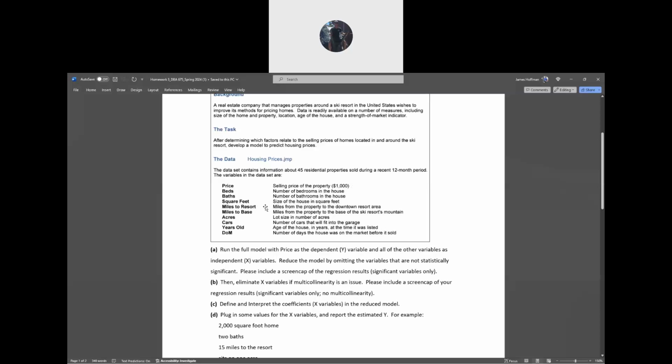We have miles to the downtown ski resort. We have miles to the base of the ski resort's mountain. We have lot size in number of acres. We have number of cars, number of car garage, age of the house in years at the time it was listed, and then number of days in house, number of days the house was on the market before it was sold. So you should be able to see all those variables in the data set here.